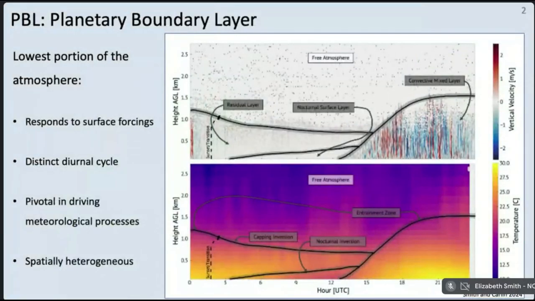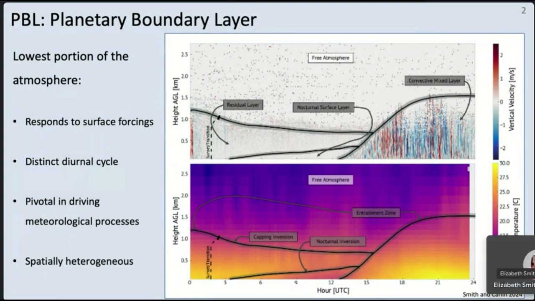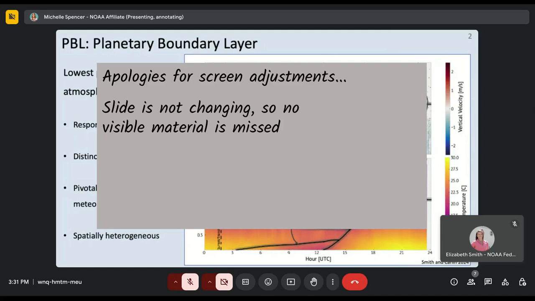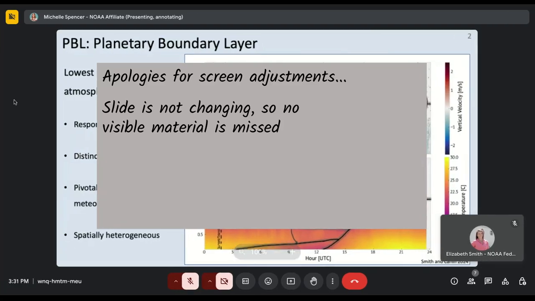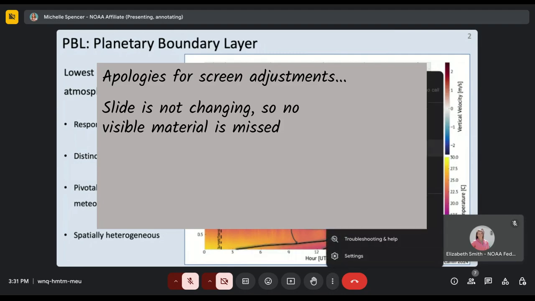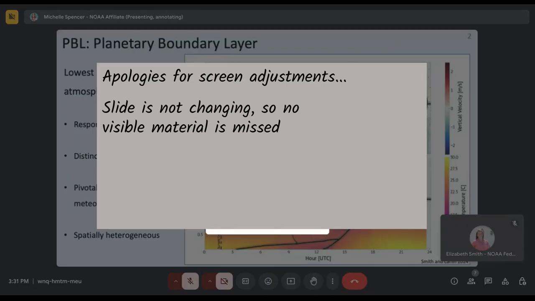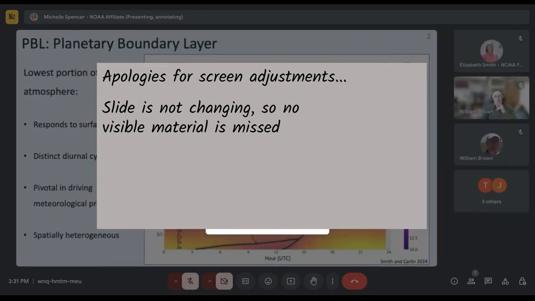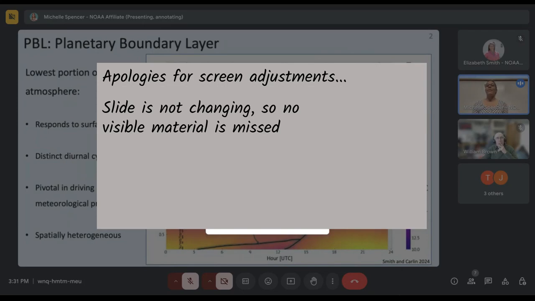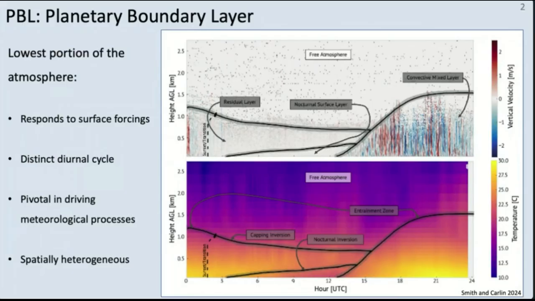So getting into it, the planetary boundary layer, or the PBL, is the dynamic interface between the Earth's surface and the atmosphere. This portion of the atmosphere is pivotal in driving meteorological processes that influence weather patterns, climate behavior, and pollutant dispersion. The PBL responds to surface forcings on the order of minutes to hours and exhibits a distinct diurnal cycle, an example of which you can see in the figure here on the right-hand side.